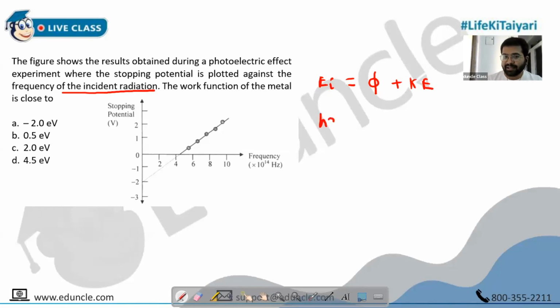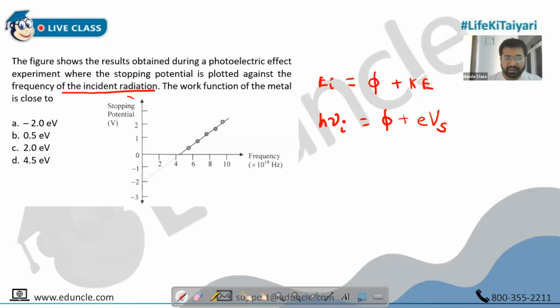So incident energy can be written as h into incident frequency, h nu. What is work function? Let's keep it just as work function phi itself, because we want to find the work function. But what is kinetic energy? e into Vs. Yes, perfect. That's it. So I think we are able to get an equation here.